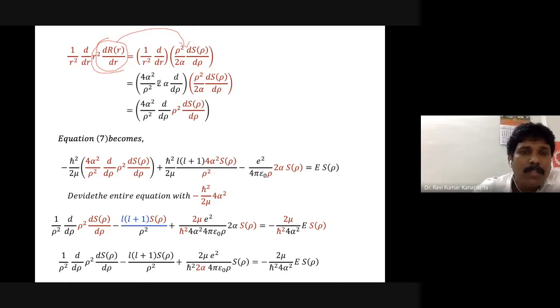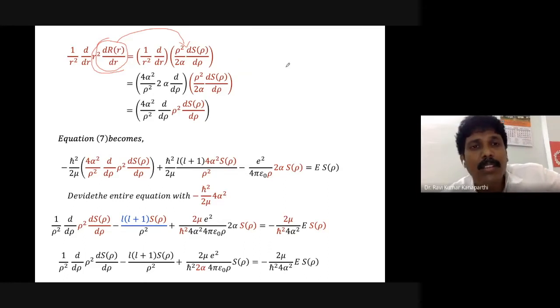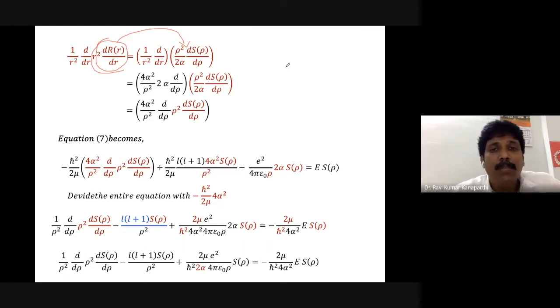So what is 1 over r square? r square, we know, is rho square upon 4 alpha square. So it is an inverse of that, 4 alpha square upon rho square. And then d by dr is nothing but 2 alpha times d upon d rho, right? So overall you can simplify the expression, and what you get is this. So having obtained the entire quantity, you can substitute it back in the previous expression which we have expanded, and that is what is done here.